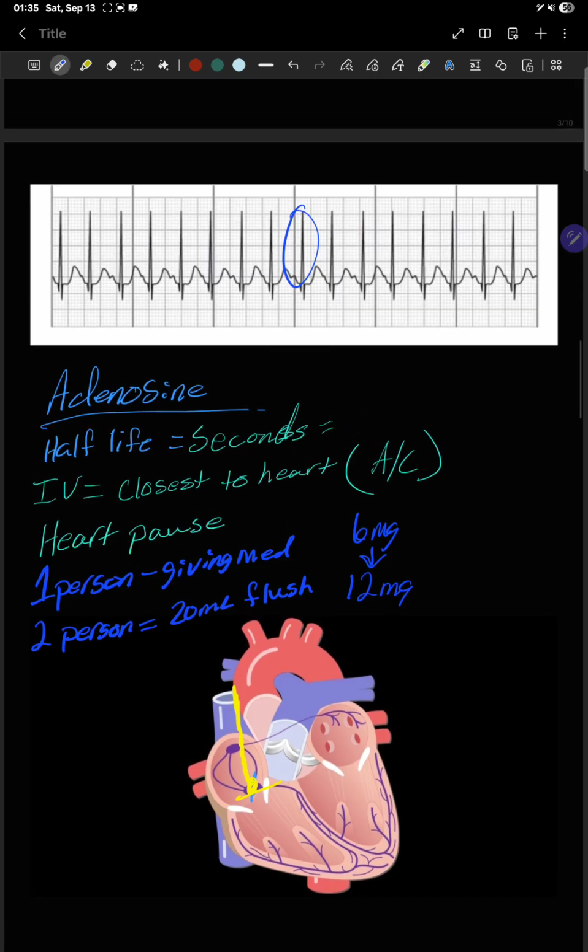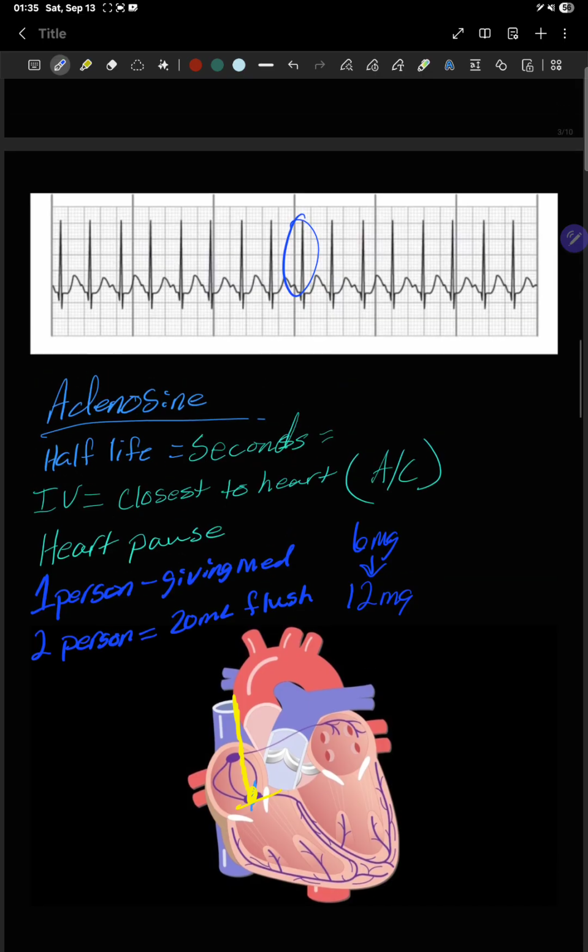But the first line treatment for this patient, the first thing you start off with is a vagal maneuver.